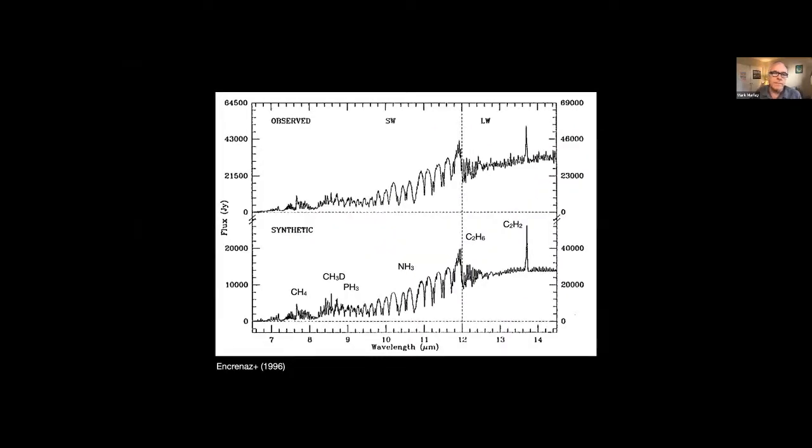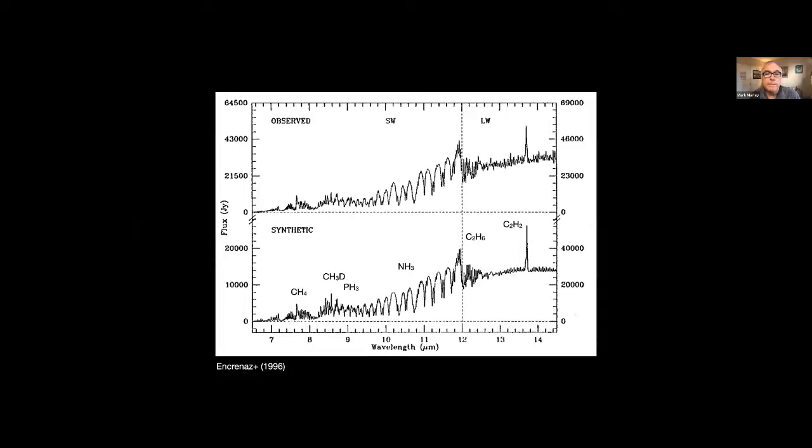This is a spectrum of Jupiter from ISO. The top panel is the real observed spectrum of Jupiter. The bottom panel is the model. And you can see there's the methane, there's also some phosphine, the ammonia, and then those disequilibrium species. Notably, also CH3D, the deuterated methane.